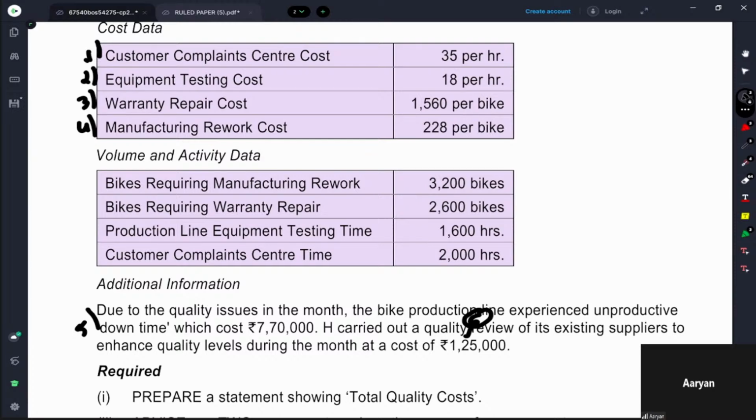Tell me the answer, beta. If you think the first point is prevention, write P, comma. Second point, if you think it's internal failure, just write I. I just want to check whether you are properly applying the concept or not. Okay, as per Kanikaji, it's EAEIIP. Okay, beta.